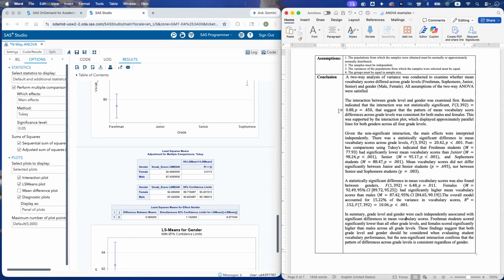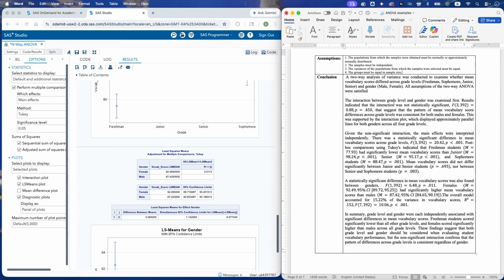A two-way analysis of variance was conducted to examine whether mean vocabulary scores differed across grade levels. All of the assumptions were satisfied. Actually, we should have mentioned the details within the assumptions, not in the conclusion, but we have to do that here. What we found is that the interaction between grade level and gender was examined first. Again, this is important. We have to do the interaction first. The results showed that the interaction was not statistically significant.